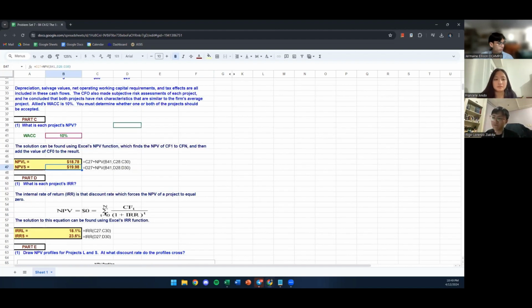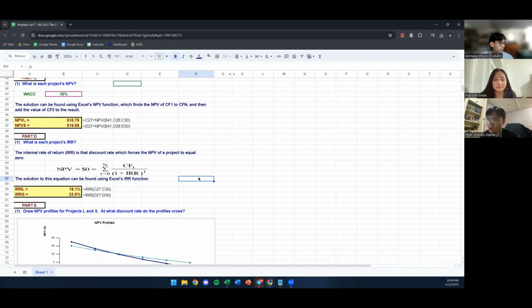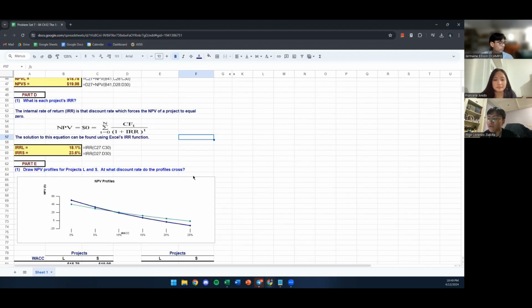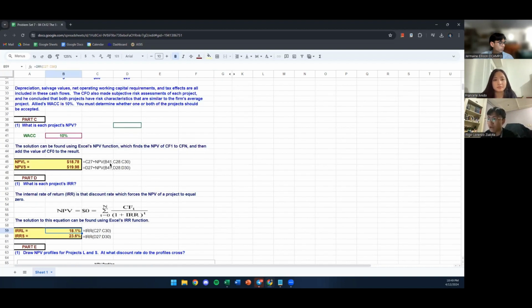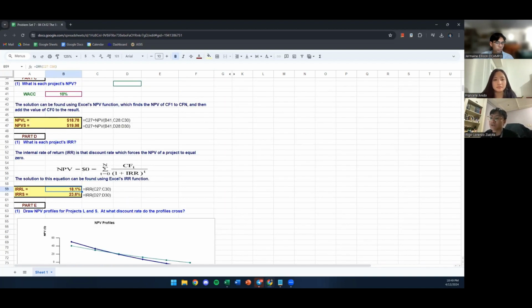project S. So, moving on to part D, you're tasked to find the internal rate of return of each project. Similar to the previous segment, we utilized the IRR function to find the internal rate of return of the cash flows from year 0 to 4. With that, we calculated an IRR of 18.1% for project L and 23.6% for project S.